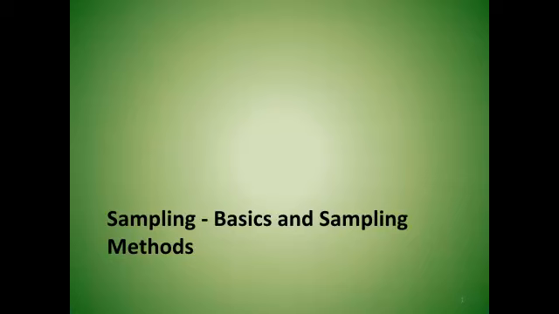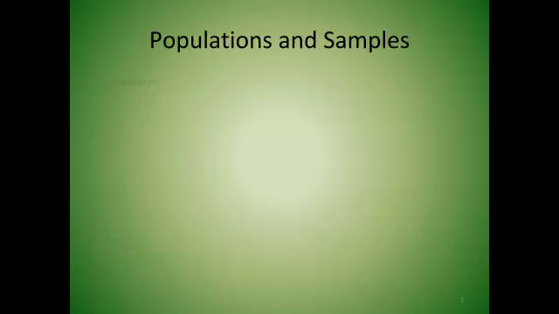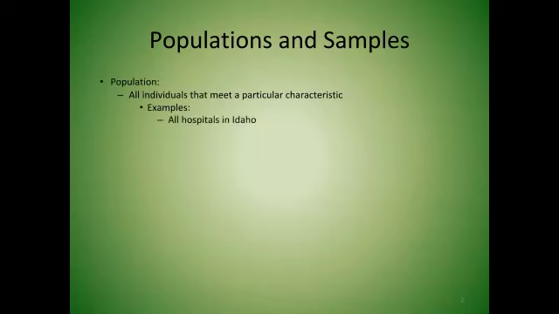This presentation provides an overview of the basics of sampling in research. The term population is defined as all of the individuals or subjects that meet a particular characteristic. And in human subjects research related to health, this is often individual people. But it may be some other unit that meets a specific characteristic of interest.